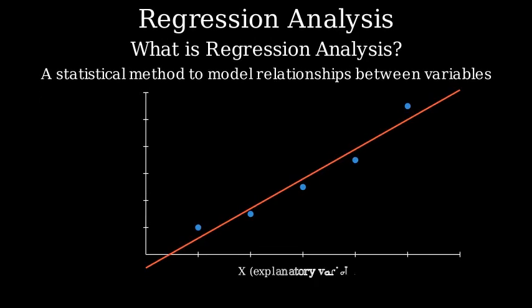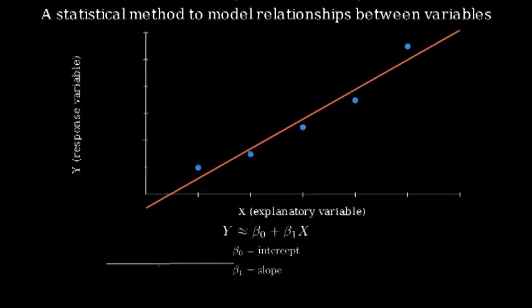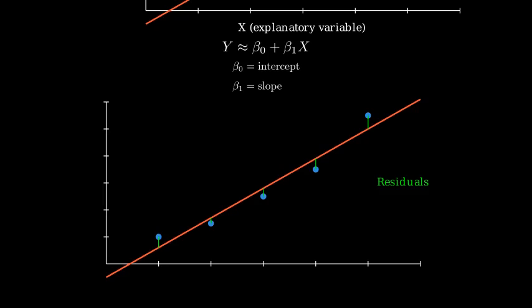In simple linear regression, we model the relationship between a single explanatory variable x and a response variable y. The simple linear regression equation is y approximately equals beta 0 plus beta 1 times x, where beta 0 is the intercept and beta 1 is the slope. These parameters are chosen to best fit the data by minimizing the sum of squared distances between the observed y values and the predicted values.